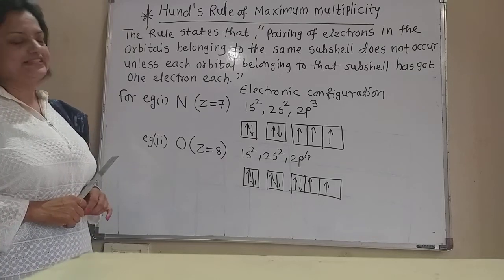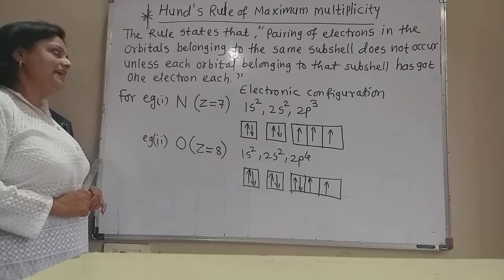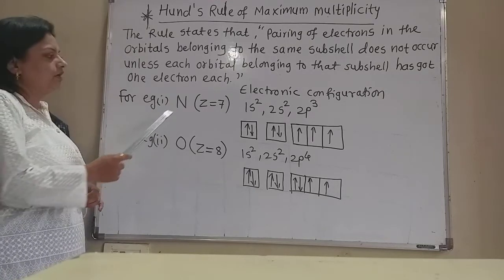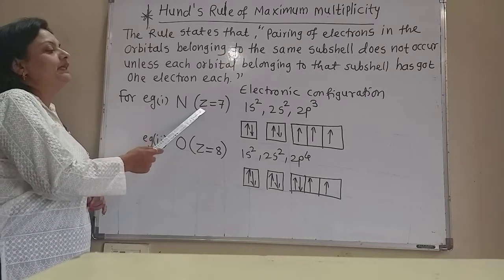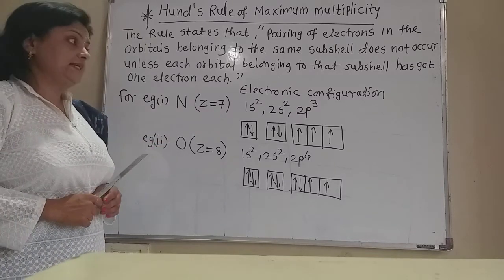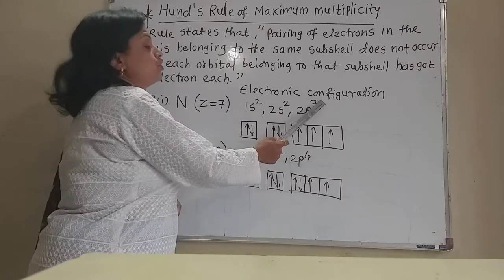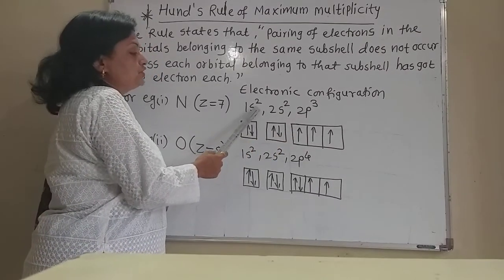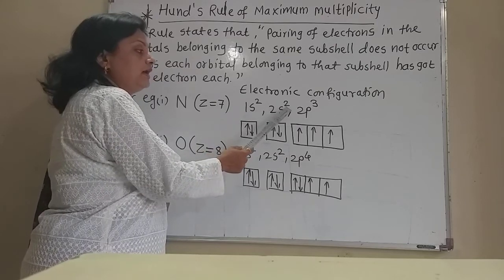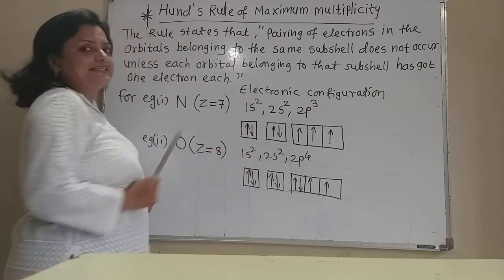Now see how it works by taking an example. Here I take the example of nitrogen. Nitrogen has atomic number 7. That means there are 7 electrons, and the electronic configuration of nitrogen is 1s2, 2s2 and 2p3. That is 4 plus 3, 7 electrons.